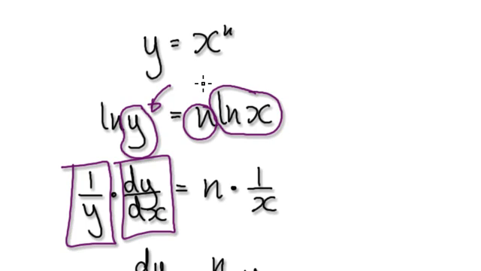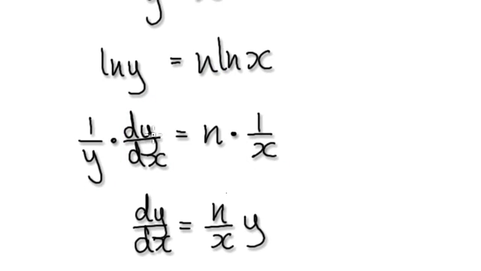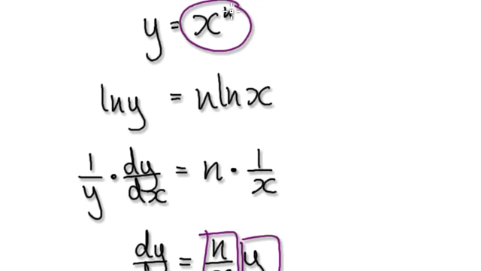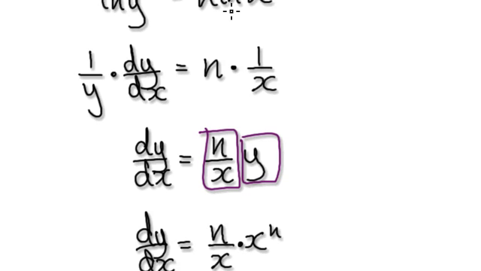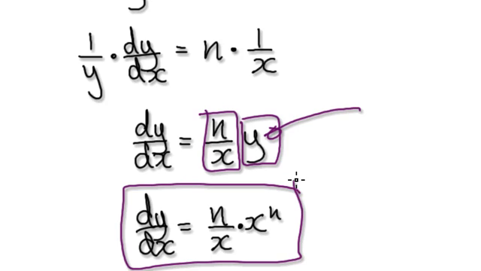Don't forget n is a constant. n is a constant. It doesn't change, whereas this one here will change. Well, anyway, if you differentiate this, it will give you n times 1 over x. Okay, and then now try to isolate dy by dx. So times both sides by y. So that will give you this times this. And don't forget y is x to the power of n. So you can put x to the power of n into this y here. So that will then give you this.